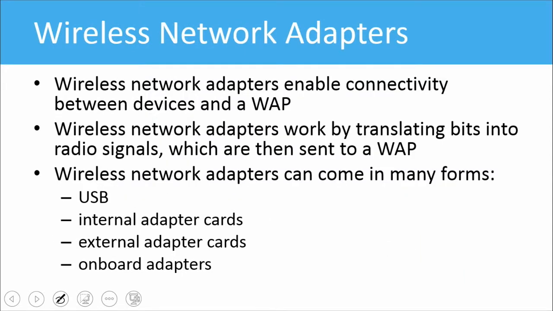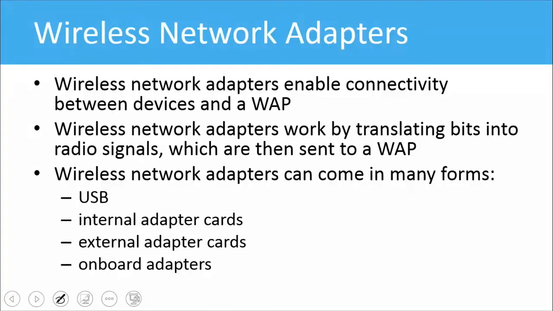So let's talk a little bit more about wireless network adapters. They enable connectivity between any device and a wireless access point, and they work simply by translating bits into radio signals. And if you take a look at my hands here, all that happens is that radio signals modulate, so they sort of go up and down, and that's how they represent zeros and ones. A little different from the way that you represent zeros and ones in binary data with electricity or with light. So anyway, back to the screen.